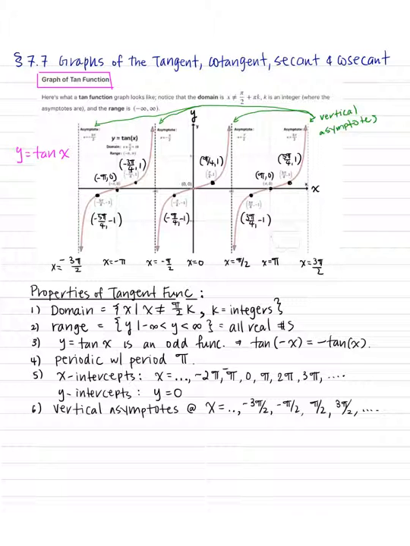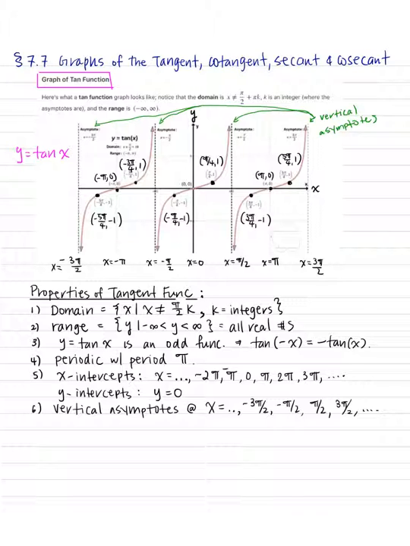So I've already inserted the graph there. The tangent graph has vertical asymptotes. So let's go over the properties. The domain is the set of x such that x cannot be a multiple of pi over 2. And the range is all real numbers, and y equals tan of x is an odd function, which means that tangent of negative x equals negative tan of x. We went over that before.